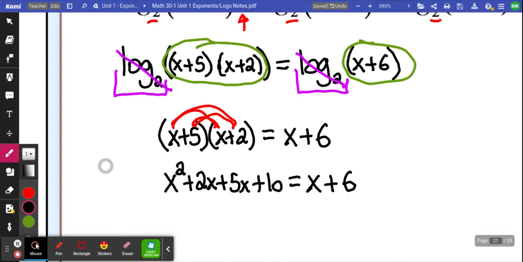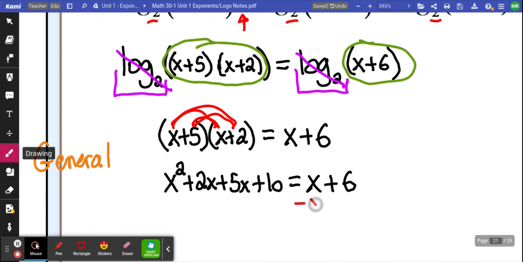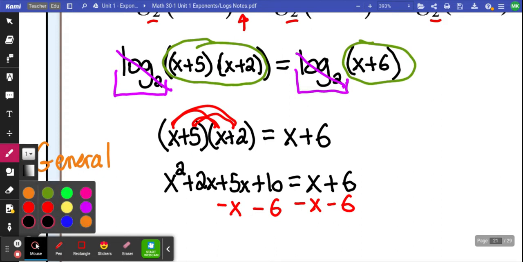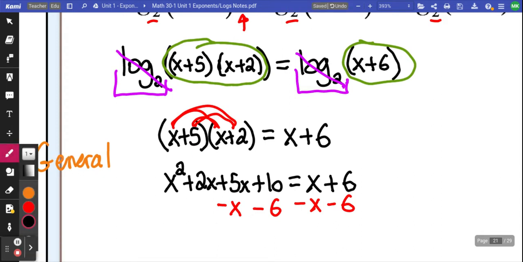That is a quadratic equation. Highest exponent is 2. To solve a quadratic, you must go to general form. To get to general form, you need to equal 0. So I'm going to subtract the x and the 6 from the other side. Subtract 1x from both sides and subtract 6 from both sides so that you have this quadratic: x squared plus 6x plus 4 equals 0.